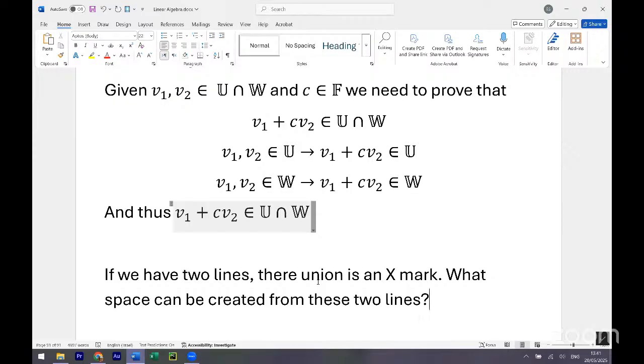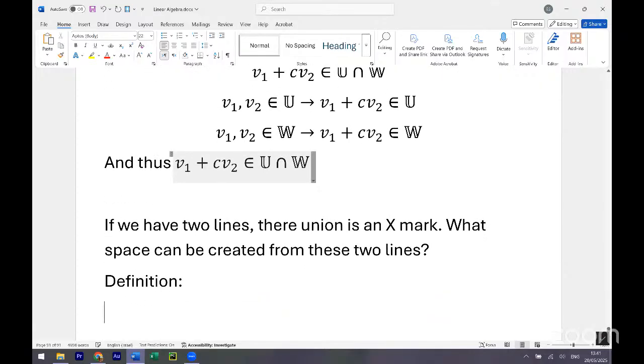I mean, what space is created from them? You have one axis and another axis. What can you create from these two axes? A two-dimensional space, a plane, right? So I wish to talk about the plane. Union was the first thought because I'm taking everything from here and everything from here and throwing it together. But the union does not have closure. So what do we do about it? We define the addition operation between subspaces.